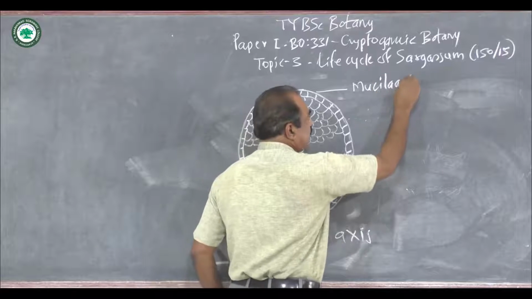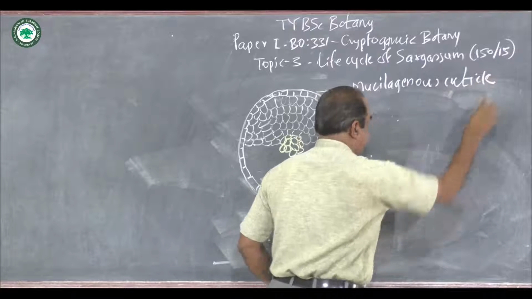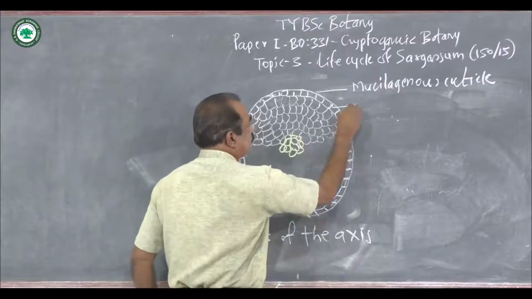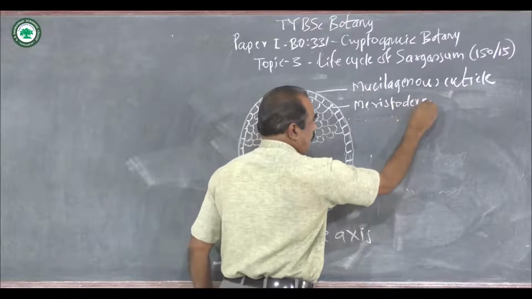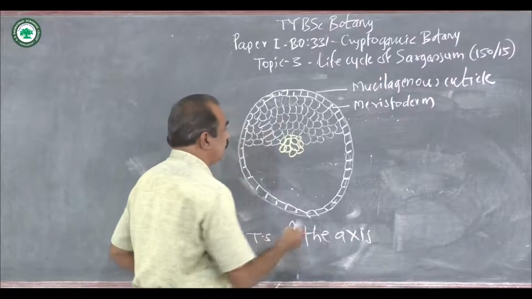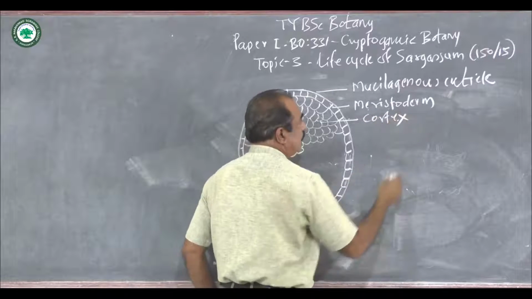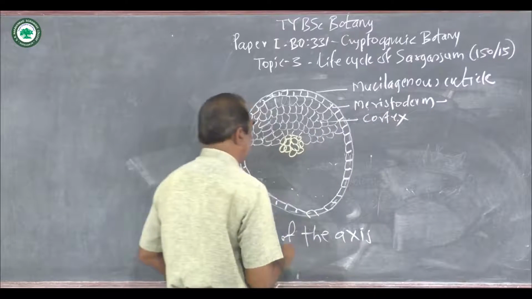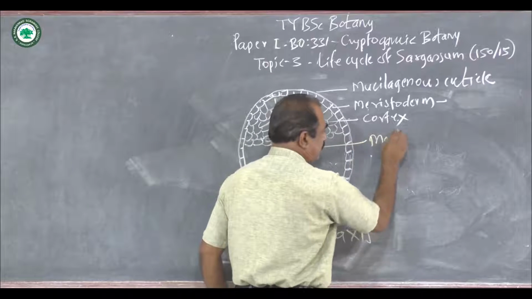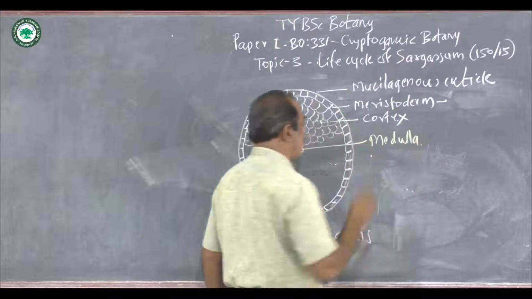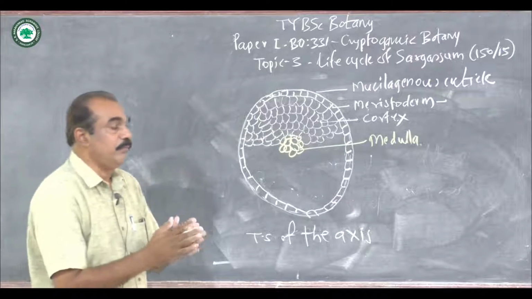So that is the mucilaginous cuticle. Outermost layer, that is the Meristoderm. Inside this, there is a thin-walled cortex, and at the center, a thick-walled medulla. So this is the internal morphology of the main axis.